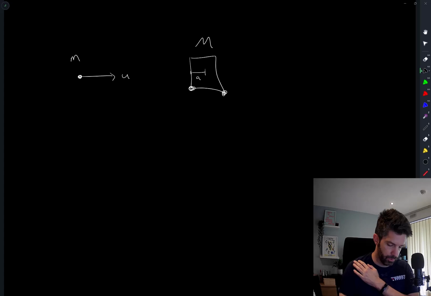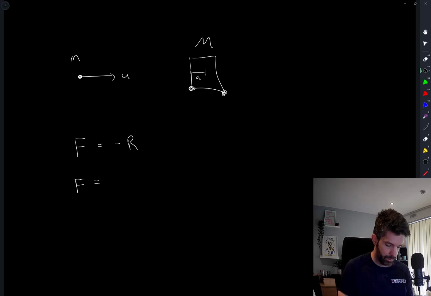Okay, so if I have that the direction to the right is a positive orientation, then the force on the bullet is equal to negative R. So F is equal to the mass m times the acceleration, which I'll call capital A, which is equal to negative R. So the acceleration is equal to negative R over m.